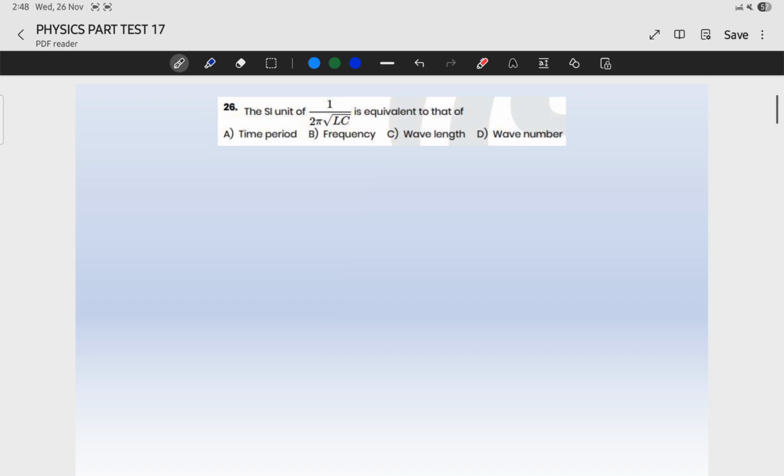The SI unit of 1 by 2 pi root LC is equivalent to that of, we know that omega is equal to 1 by root LC, is angular frequency of LC oscillations. So directly the answer will be B, which is frequency.